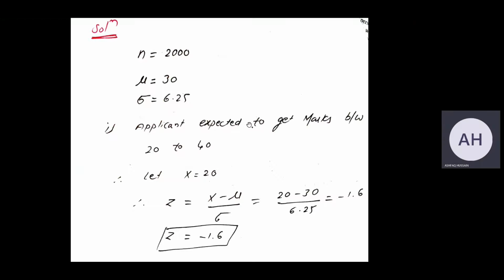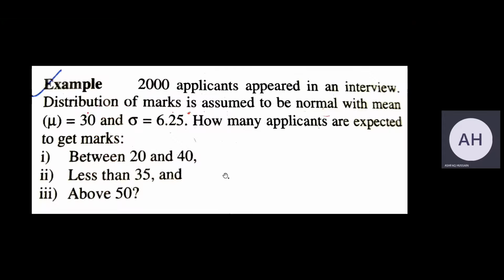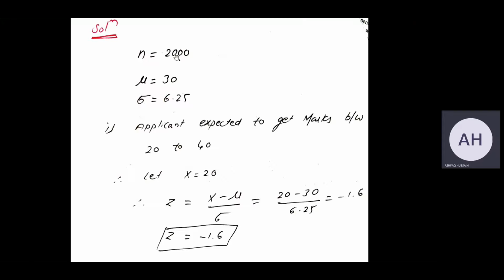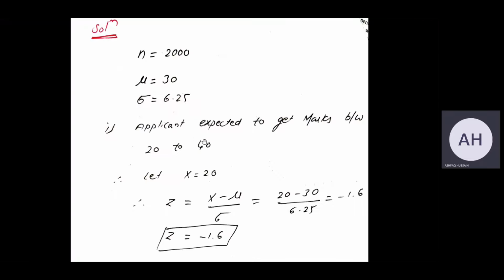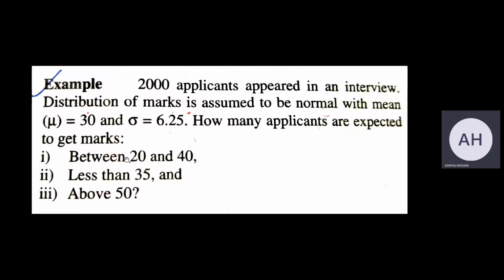First of all, what is given in the question? The number of samples or applicants is 2000, taken as n. Then the mean is given as 30, and the standard deviation is given as 6.25. Now, the first question is how many applicants are expected to get marks between 20 and 40. Just observe here, 20 to 40.